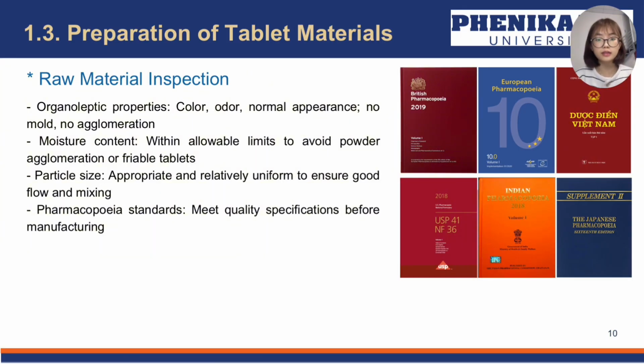Raw material inspection. Organoleptic properties: color, odor, appearance normal, no agglomeration. Moisture content within allowable limit to avoid powder agglomeration or friable tablet. Particle size appropriate and relatively uniform to ensure good flow and mixing. Pharmacopoeia standard: meet quality specification before manufacturing.